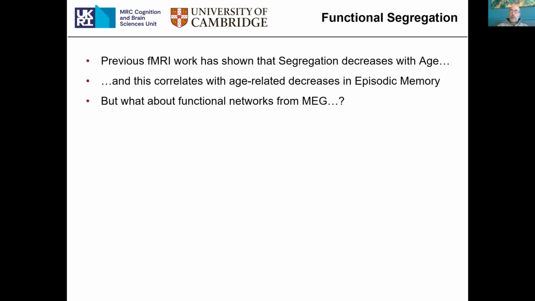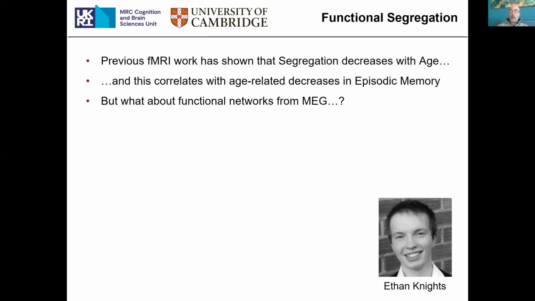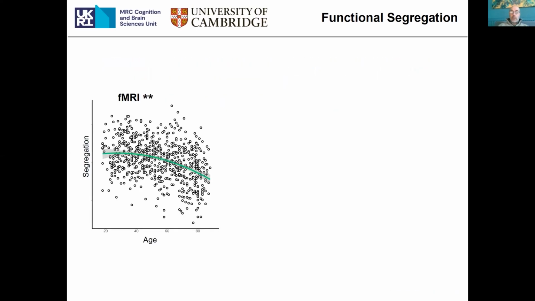But what about, can you see this functional segregation with MEG? And this is current work ongoing, not published yet, by Ethan Knights. So we looked at the CamCAN data, and the first thing we did was replicate Chantal: if you look at segregation on the y-axis against age, with fMRI, there's a quite reliable decrease with age, as others have found.